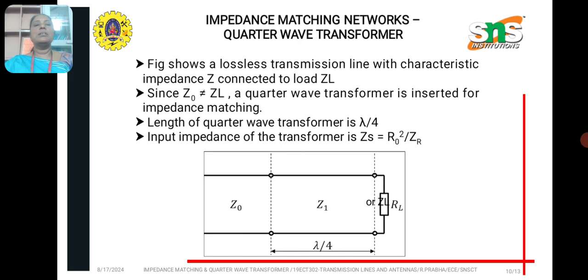In the picture there is a lossless transmission line with characteristic impedance Z0 connected to load ZL. Suppose Z0 is not equal to ZL, we know reflections occur. In order to overcome this impedance mismatch problem, a quarter wave transformer is inserted across the line, and the length of the quarter wave transformer is taken as lambda by 4, a quarter of the wavelength. Because of this it is called a quarter wave transformer, and the input impedance of the transformer is designed as Zs equal to R0 squared by Zr.